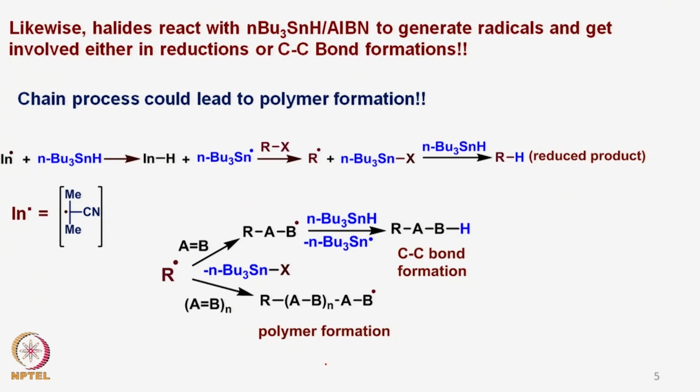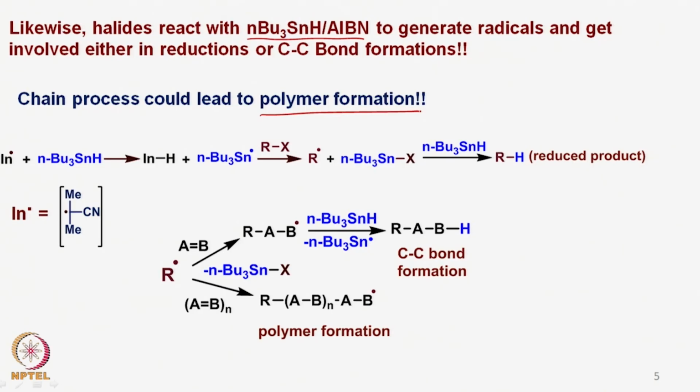Now likewise halides also react with tributyltin hydride and AIBN to generate radicals and get involved either in reductions or CC bond formations. Now this chain process could lead to polymer formation. Since we are discussing radical based reactions and reductions, at the same time it is possible that we can look at CC bond formation using radical based chemistry.